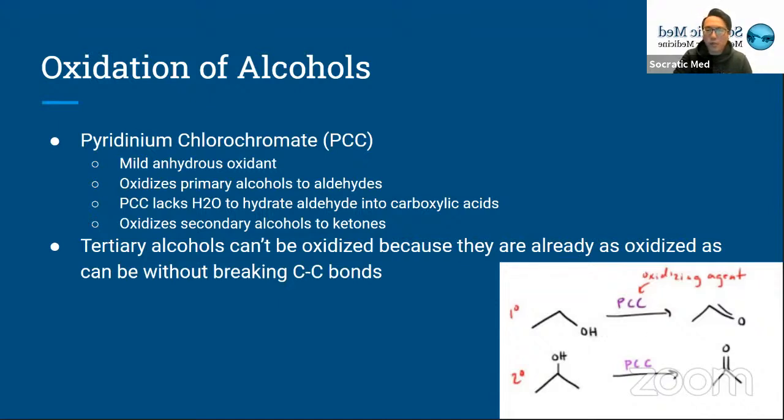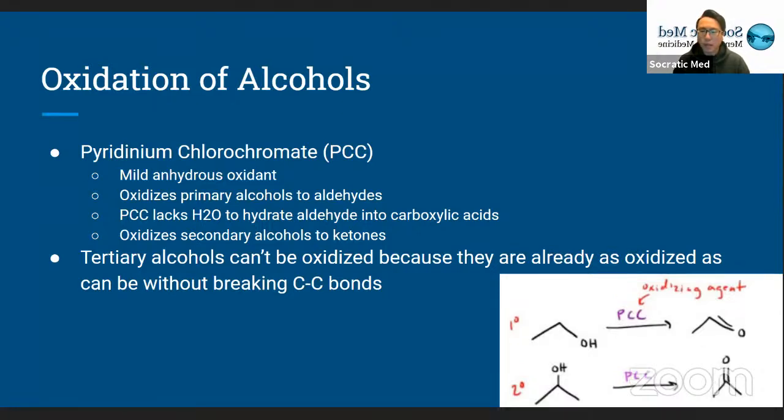So as you can see in the picture on the bottom right, the first primary alcohol after using PCC, the oxidizing agent, it is able to form an aldehyde. And then for secondary alcohols on the bottom, after using PCC, it's able to make a ketone.